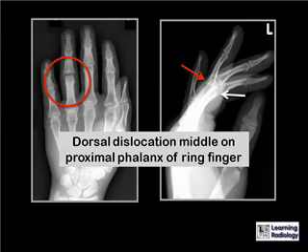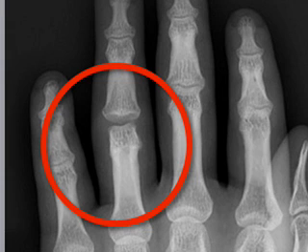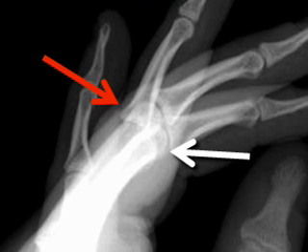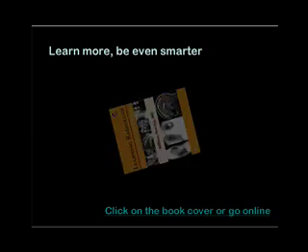Well, if you look at the joint space between the proximal and the middle phalanx of the ring finger on the view that I showed you, you would notice that the joint space appears widened. And then on subsequent views, as on this lateral view, if you look carefully, you can see that the red arrow is pointing to the middle phalanx, which is dislocated posteriorly relative to the proximal phalanx of the ring finger. This is a dorsal dislocation of the middle on the proximal phalanx of the ring finger.